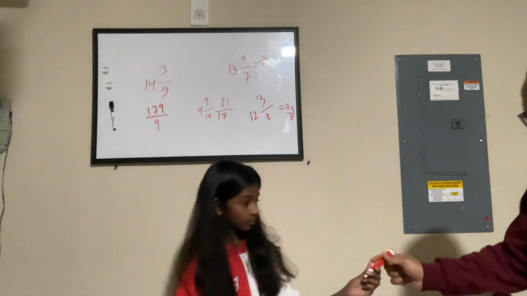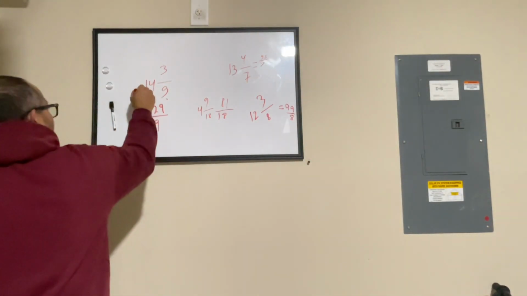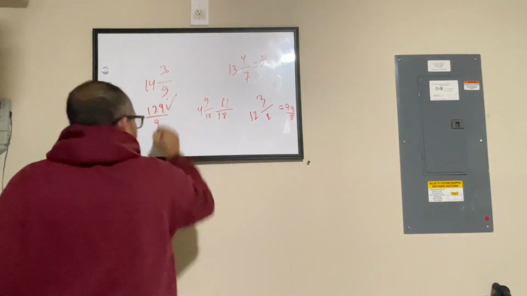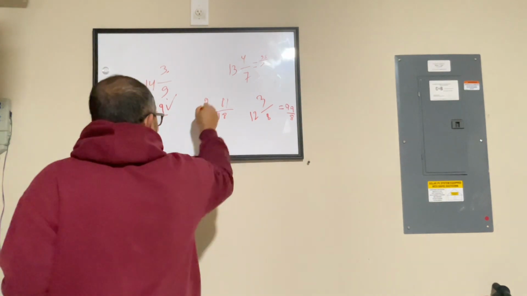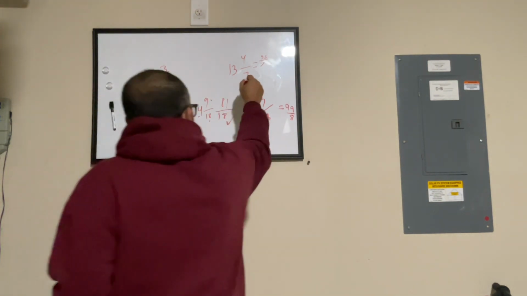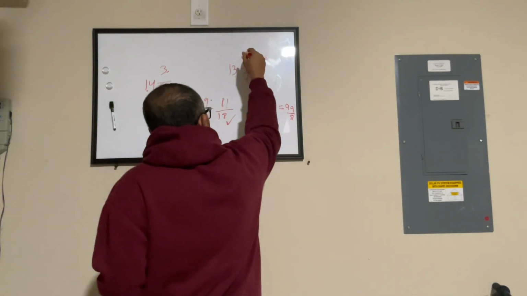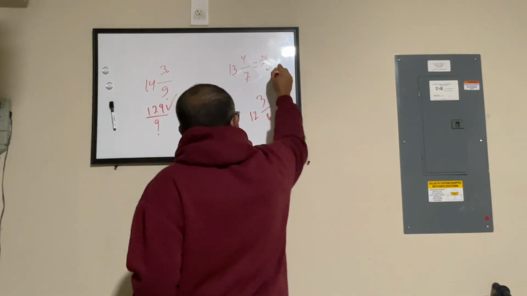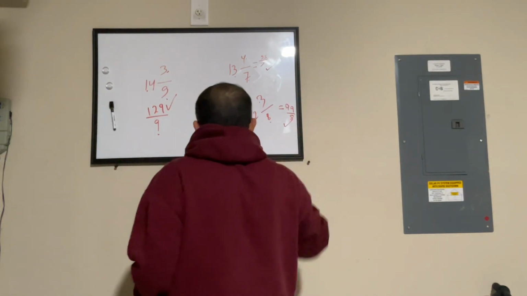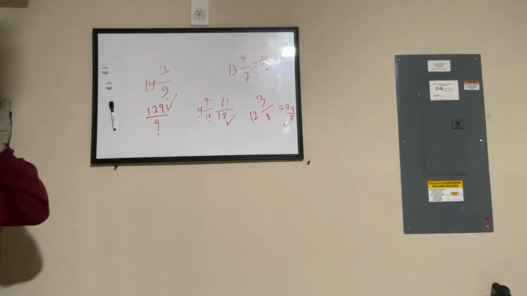Very nice. See, so let me check. 14 9s are 126 plus 3, 129 by 9. This is correct. 18 4s are 72 plus 9, 81 by 18. This is also correct. 13 7s are 91 plus 4, 95 by 7. This is also correct. 12 8s are 96 plus 3, 99 by 8. This is also correct. So you guys know how to convert a mixed number into an improper fraction.